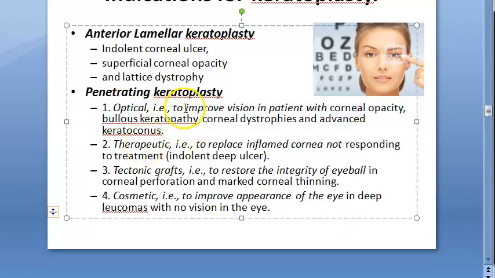Optical, so same thing we saw: improve vision with corneal opacity, bullous keratopathy, corneal dystrophy, advanced keratoconus, same thing. Therapeutic: inflamed cornea which is not responding, the tectonic graft for perforation. Cosmetic: to improve the appearance of the eye. When do they want to do that? In deep leucomas with no vision in the eye. Oh, there's no vision in the eye at all.